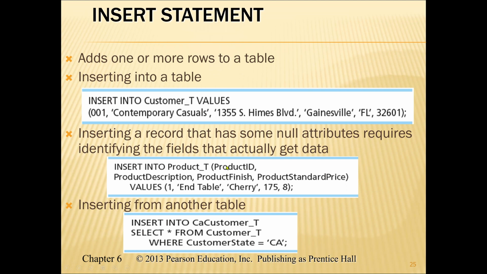And it will start from number 1. So product ID will be 1. Product description will be end table. Product finish will be cherry. Product standard price will be this also.